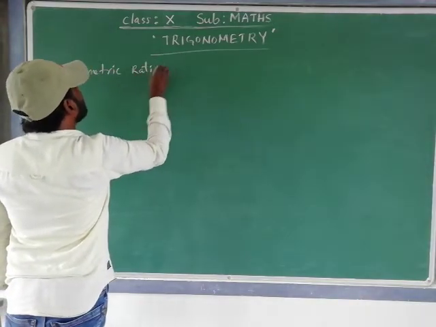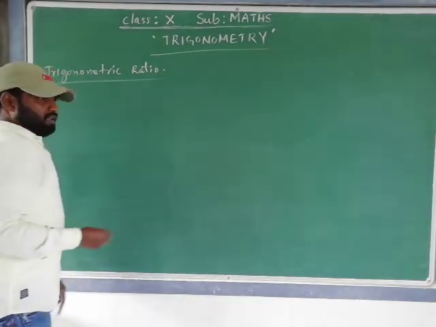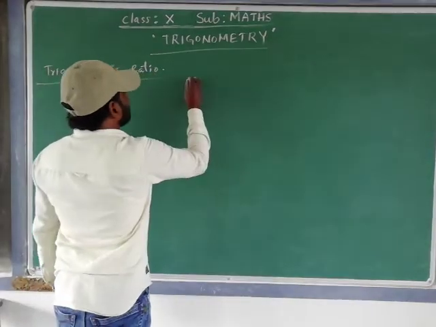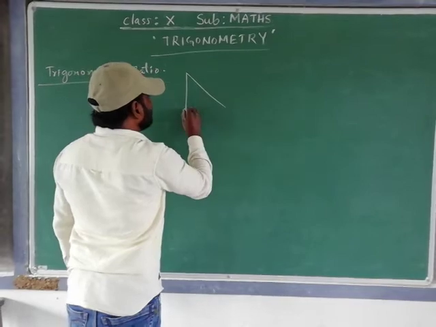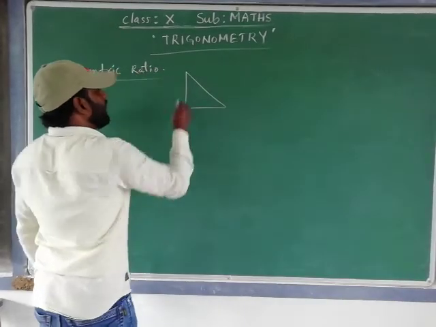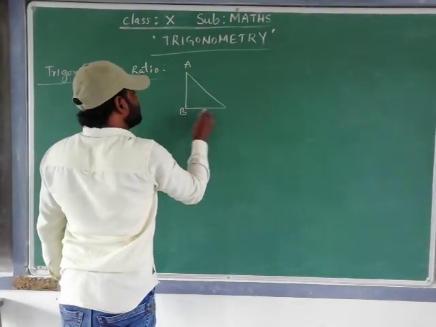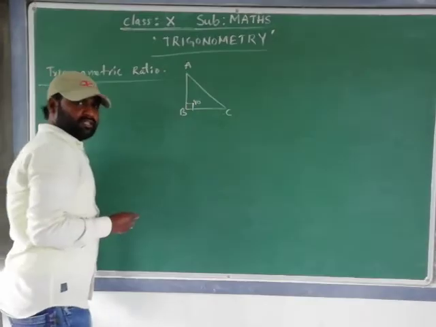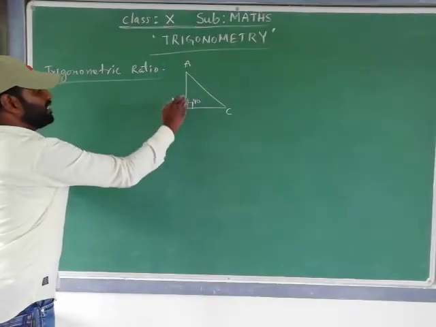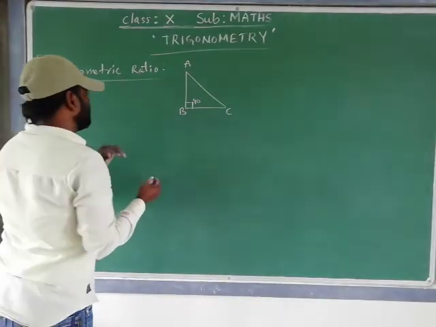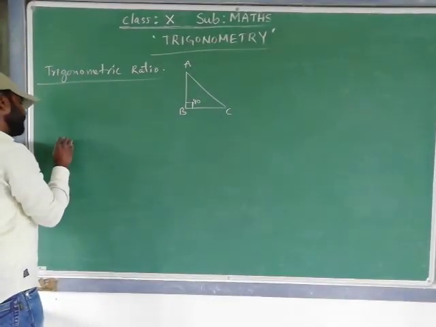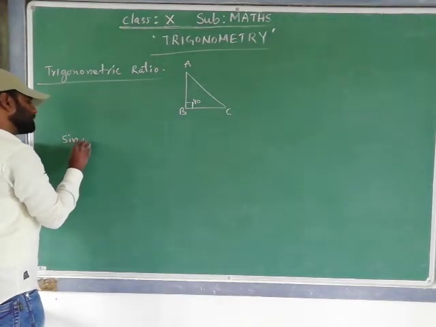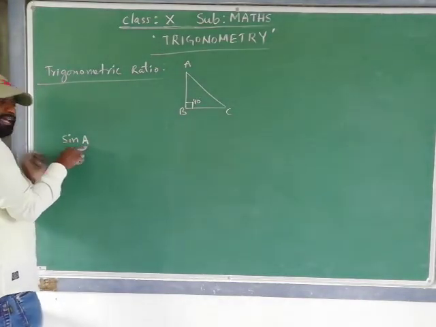What is a trigonometric ratio? Let us take one example, triangle ABC, in which this angle is 90 degrees. Now, with respect to A, let us talk about sine A. Sine A means we are talking about angle A.